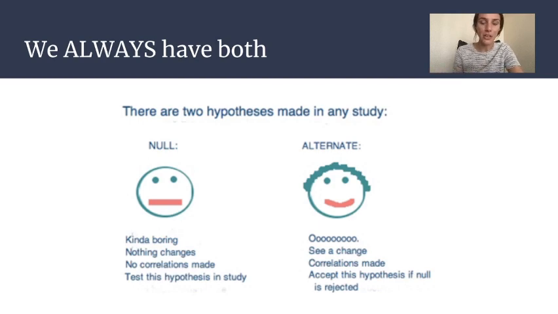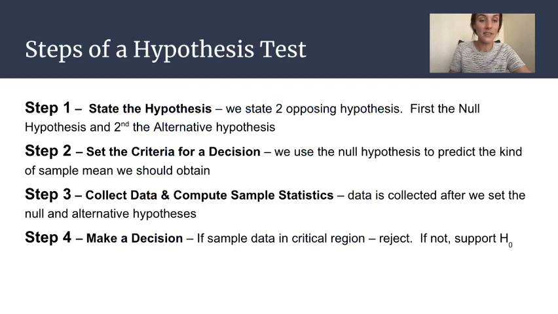So maybe we have a prediction, right, that 10% of our college seniors are virgins. That could be our alternative hypothesis. The null would be no difference, or no change, or nothing distinct about that group compared to other groups. Then the alternative hypothesis goes, ooh, we see a change, we see a relationship. And hypothesis testing is all based on probability, or the likelihood that something will have occurred. So let's take a look at the four main steps for a hypothesis test.